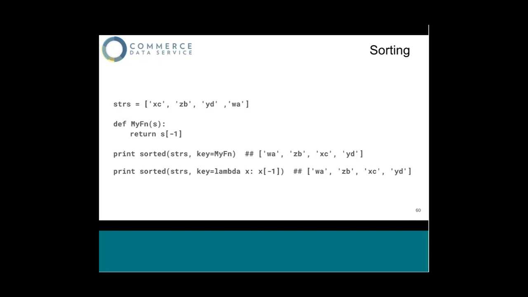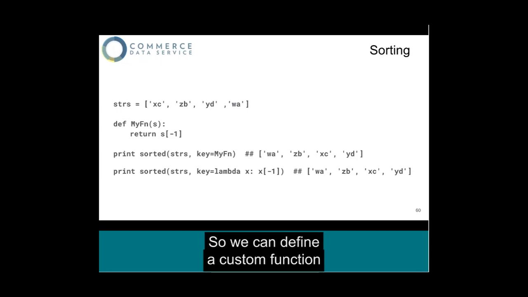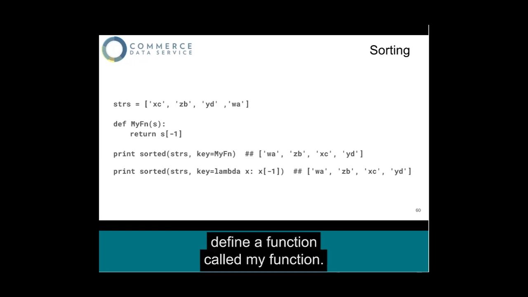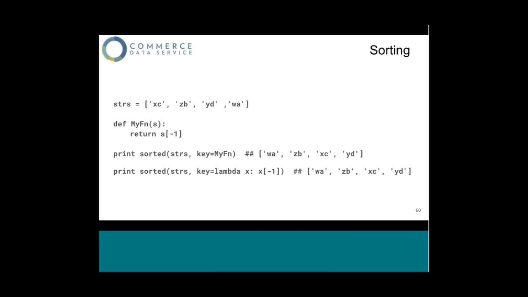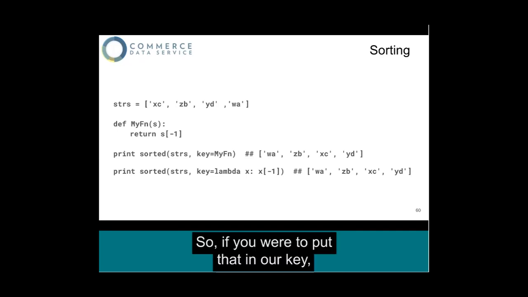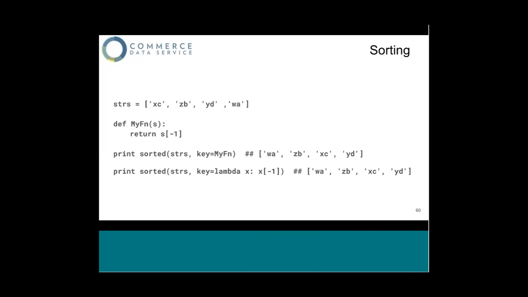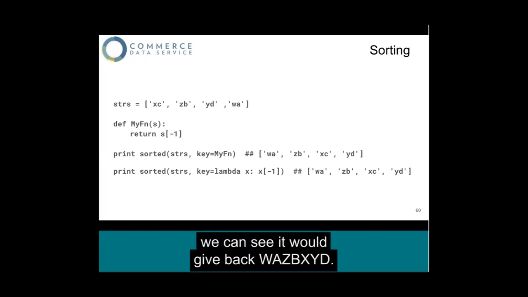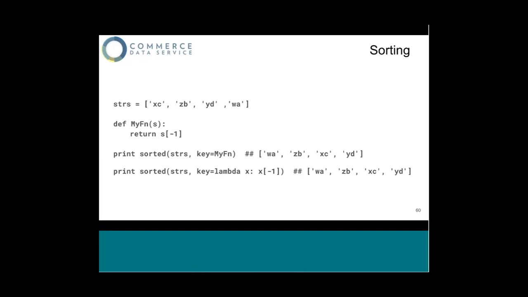So here we have an example. We can define a custom function that returns one element back that works on each element of that list. So here we decide to define a function called myFunction. It takes in S, and it returns the last element of S. So if we were to put that in our key, it would sort by the last element of each element in that list, right? So if we look at this, you can see it would get back WAZBXCYD, because it looks at the last character of each element in that list.